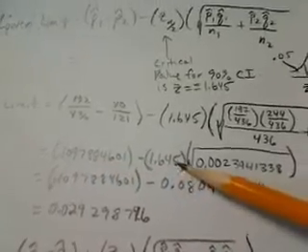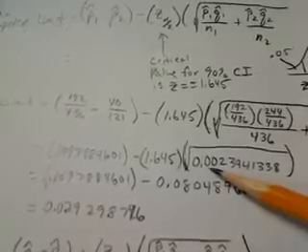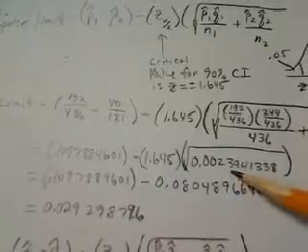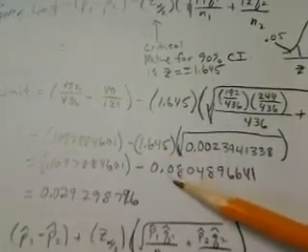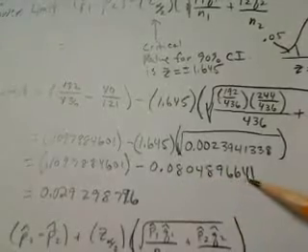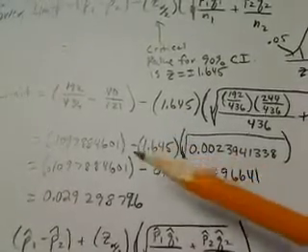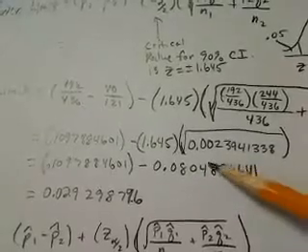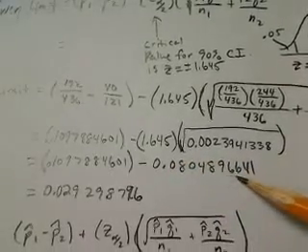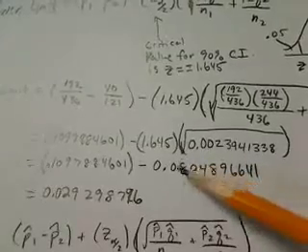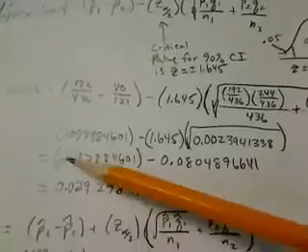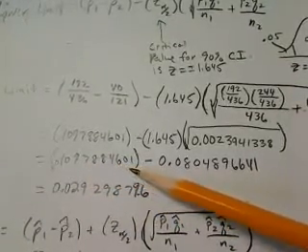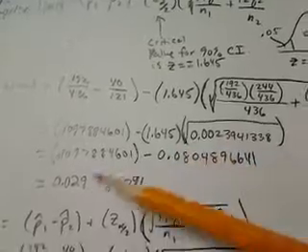You'll get 0.109788461 minus 1.645 times the square root of 0.00239413338. Calculating out 1.645 times that, we'll get 0.0804896641. This here is the margin of error. So all of this, 0.080489, is considered the margin of error. Taking that, we have 0.109788461 minus that margin of error, and we get 0.029298796.